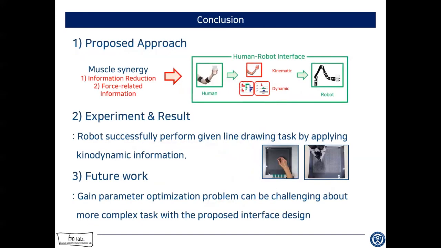This is the conclusion of my presentation. We applied the muscle synergy concept to design an HRI system controlled by kinodynamic transfer. Our experimental results showed the feasibility of our design method with the example of line drawing with two distinct forces which was demonstrated by the human operator. The results show that the robot successfully performs the given line drawing task by applying kinodynamic information.